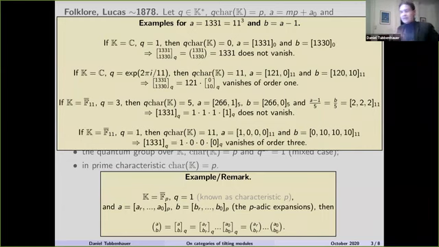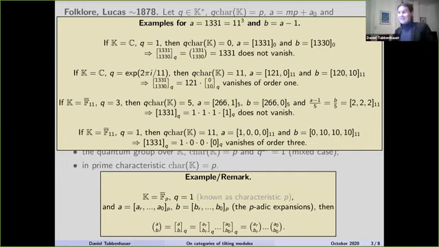There's also this mixed case. In case you're interested, you can look it up. My slides will be online anyway, or you can rewatch the video. So I'm going to basically ignore the mixed case. The mixed case is kind of a mixture between the quantum case and the characteristic P case. So let's focus on characteristic P, the last example.